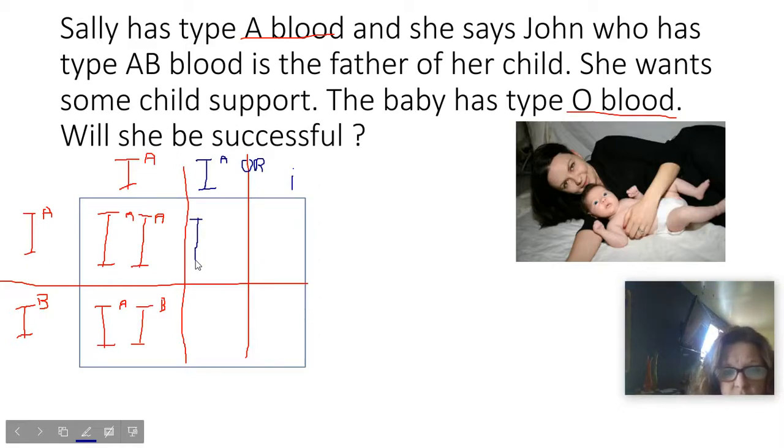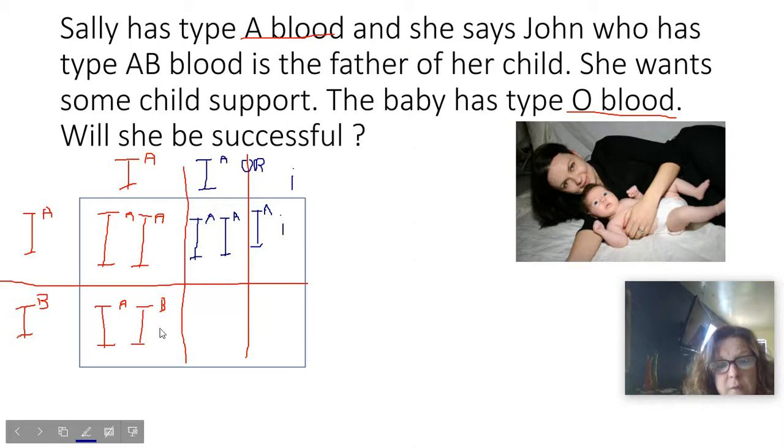So now the baby could get the A from John and an A from Sally, if she had an A. The other possibility is she has an I, so we'd still get the A from John, but this time would get the I from Sally. Now in this case, the baby's going to have type A blood, and in this case, the baby's still going to have type A blood, but it's just going to be heterozygous for the type A blood.